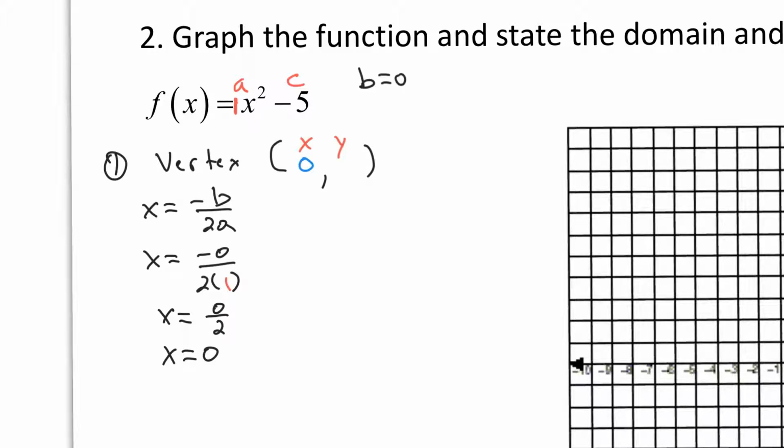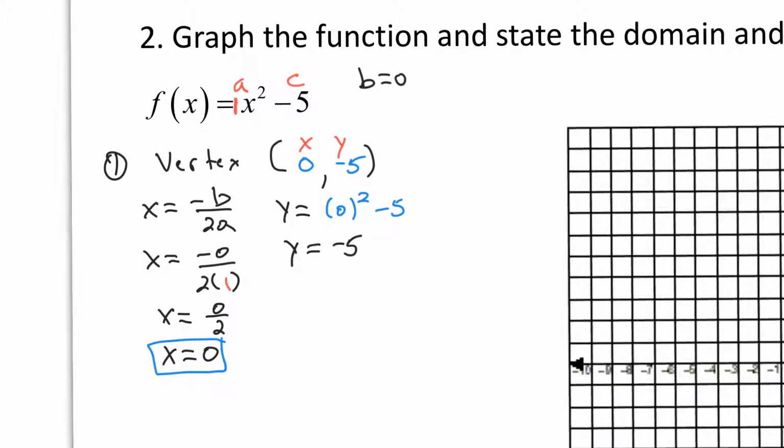So remember that f of x is the same thing as y. So I'm going to bring this down, but I'm going to change it to y because I'm actually looking for the y value for the vertex. And I'm going to substitute my x value 0 into the function. And we only have one x here. So I'm going to put 0 squared minus 5. Remember that the invisible 1, you don't need it in front of the x squared. So you just put parentheses 0 squared. You simplify that. So y equals negative 5. So my y value for the vertex is negative 5.